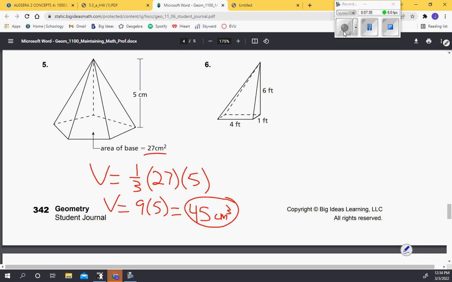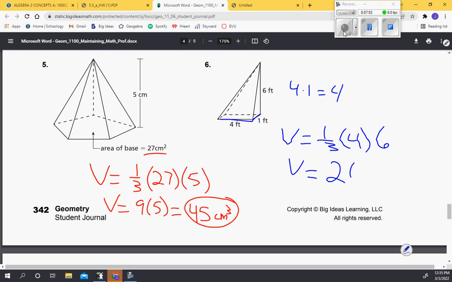This one, the base is a rectangle. So the area of the base is 4 times 1, which is equal to 4. So the volume is 1/3 area of the base times the height, which is 6. Again, if I solve this, I know that 1/3 of 6 is 2. So we're going to have 2 times 4, which is equal to 8 feet cubed.